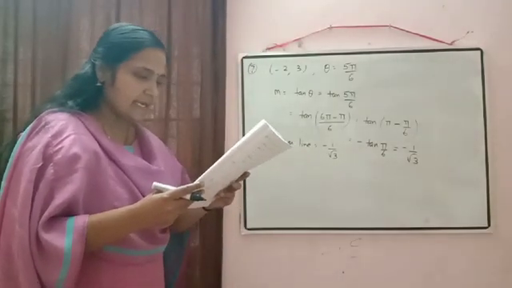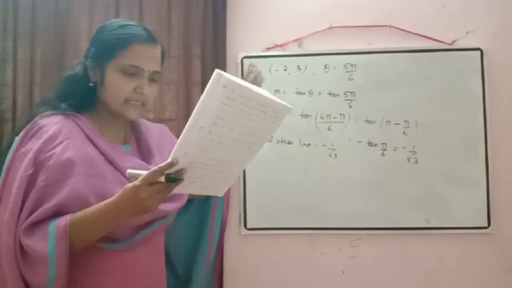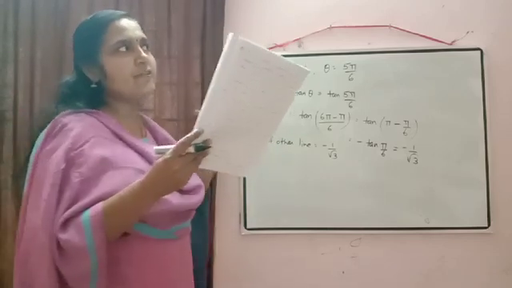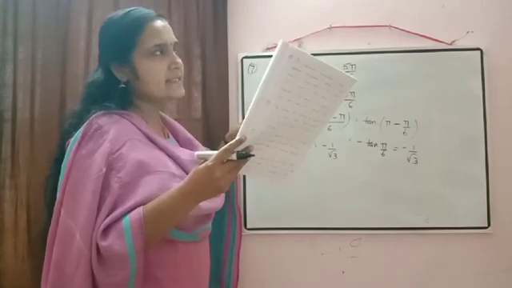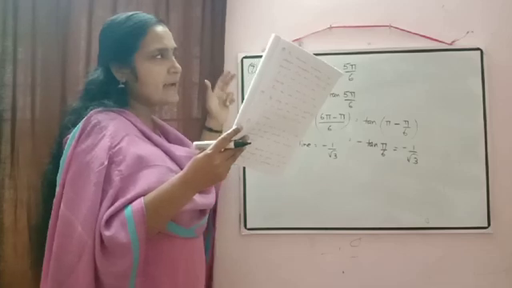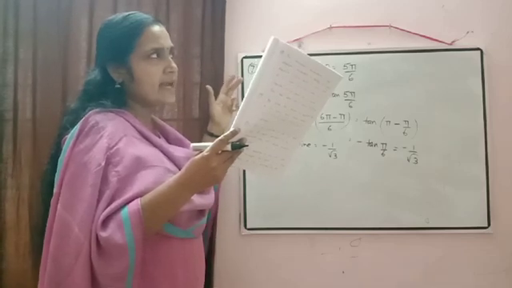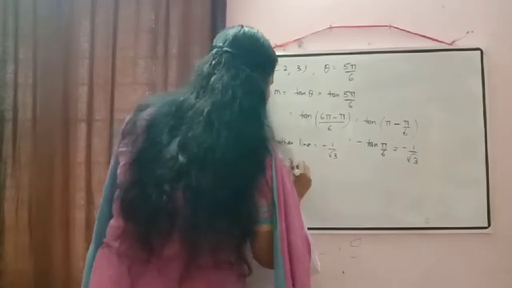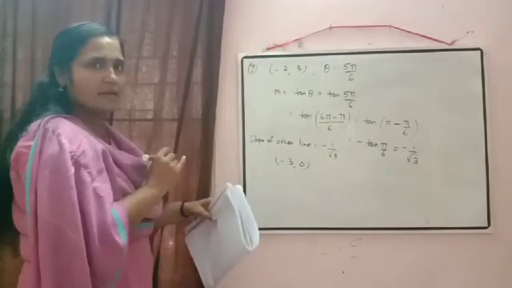And that line is crossing the x-axis at a distance of 3 units to the left of origin. Crossing the x-axis at a distance of 3 units to the left means what will be that point? Yes, it is on x-axis. Correct. Minus 3 comma 0. So we have the point here minus 3 comma 0.